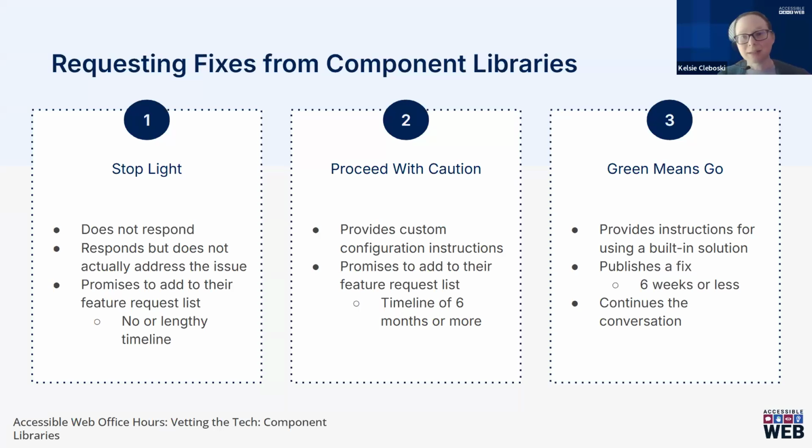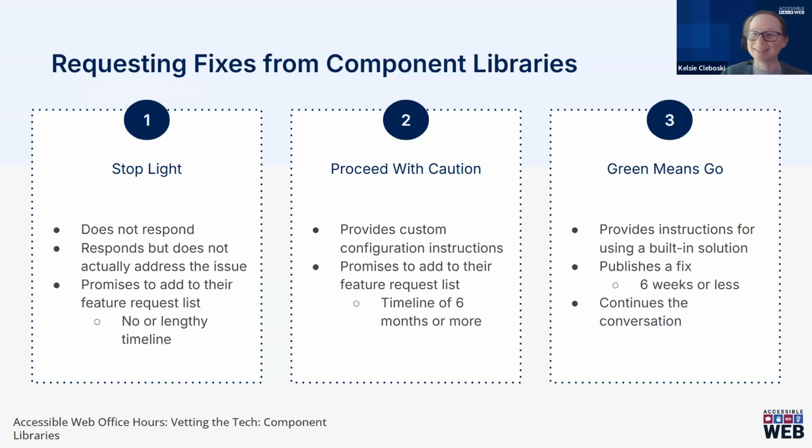Another good sign, maybe it is an issue that is coming from their code, coming from their library, and they actually publish a fix, and maybe on a quick turnaround, like 6 weeks or less. That's a really good sign that accessibility is a high priority and they're responsive to accessibility barriers when they're brought up. Or a third positive response is if they continue that conversation.